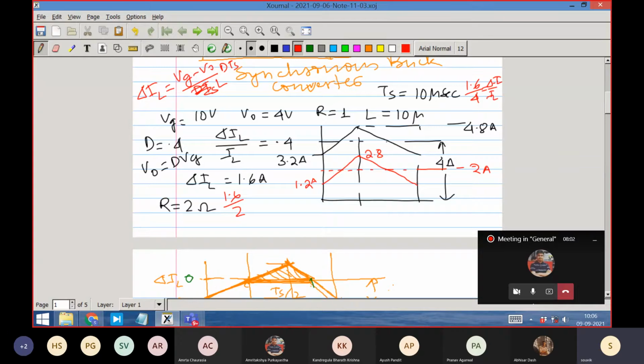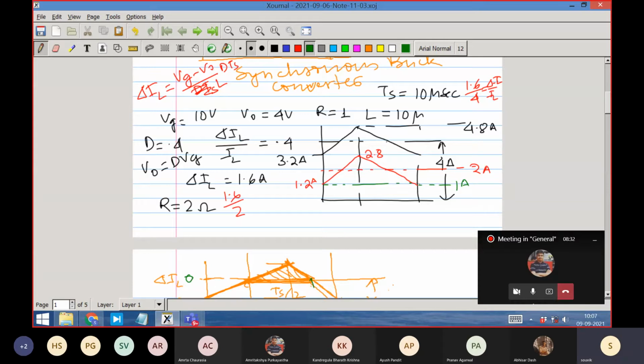Fine. Next, what happens? Next, I further reduce it. Let us say I reduce it to 4 ohm. Okay, so then what happens? 4 ohm means I am now bringing down the average to 1 ampere level, assuming that it is working in the similar manner. Can it work in the similar manner? Yes, let us consider it. So this is 1 ampere.